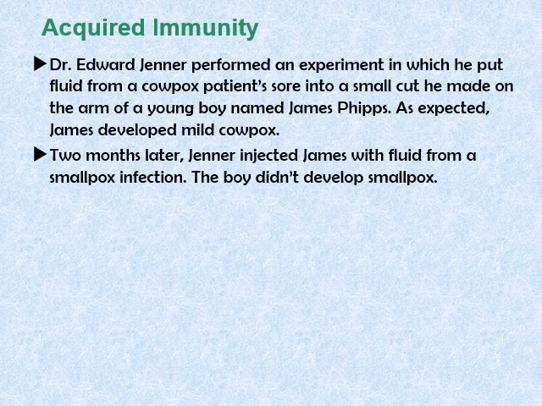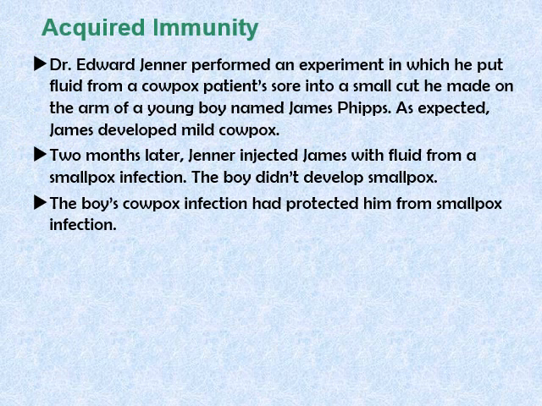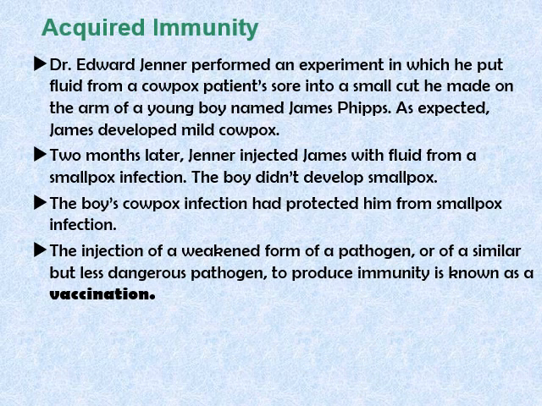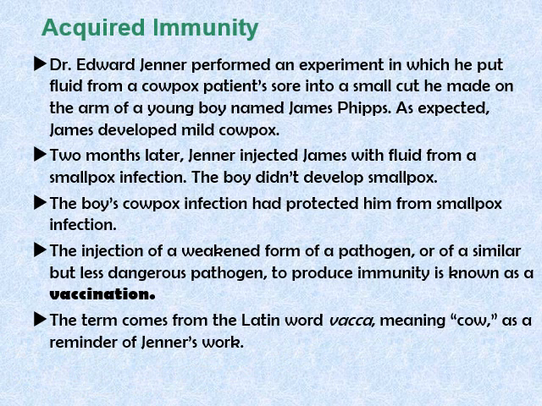2 months later, Jenner injected James with fluid from smallpox infection. However, the boy didn't develop any kind of smallpox. The boy's cowpox infection had protected him from smallpox infection. This injection of a weakened form of a pathogen or of a similar but less dangerous pathogen to produce immunity is what we call vaccination. The term comes from the Latin word vacca, meaning cow, as a reminder of Jenner's work.